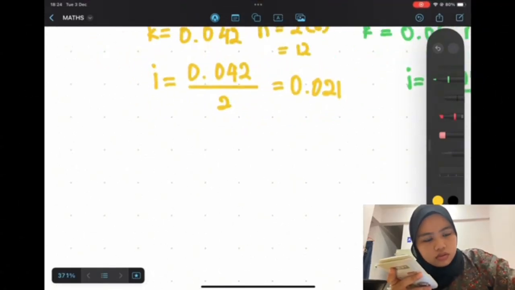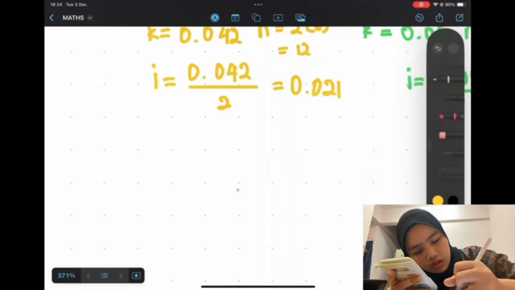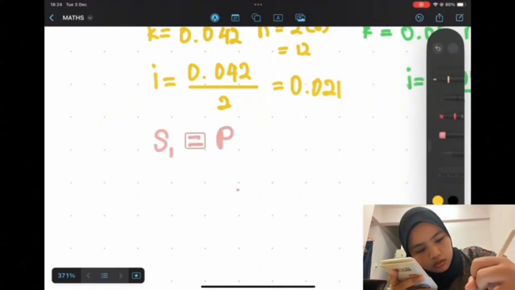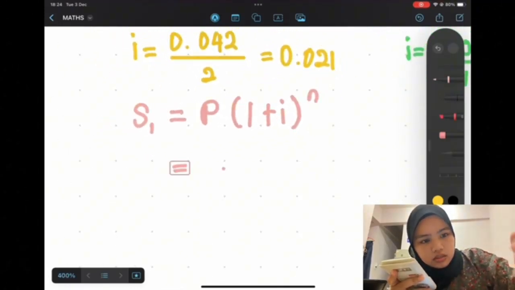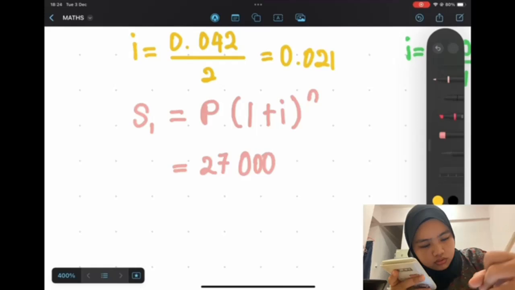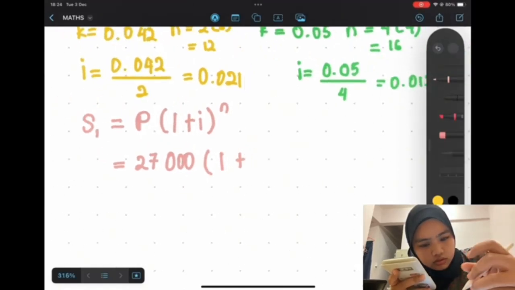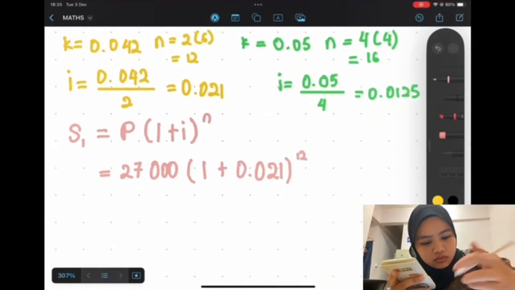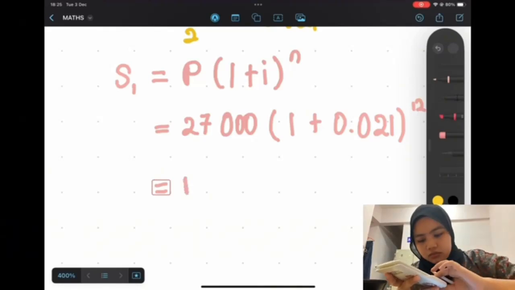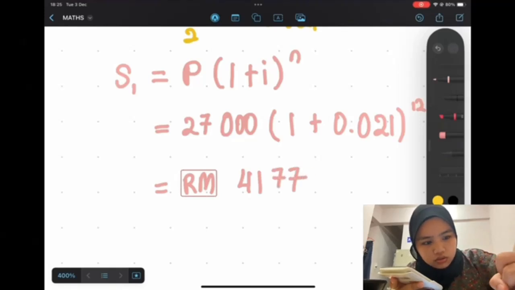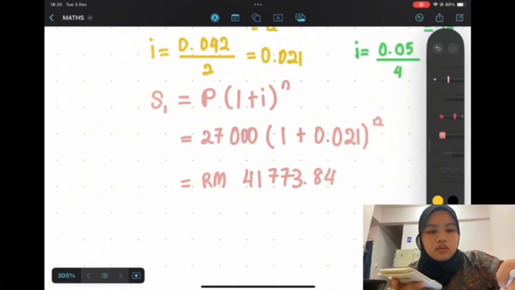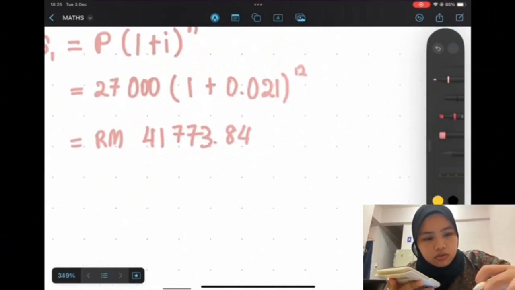So we have to solve it by the formula S1 equals P times (1 plus I) to the power of N. So P is 27,000 times (1 plus 0.021) to the power of 12, and the total is 41773.84. So this is the total amount for the first 6 years of option A.